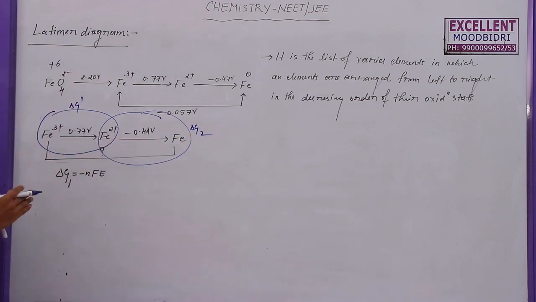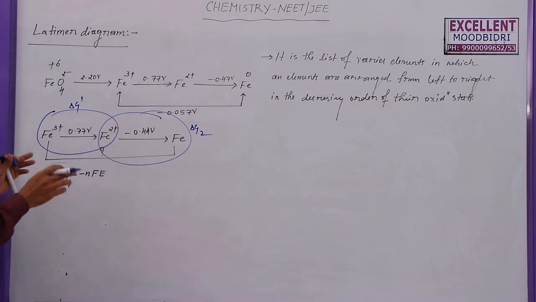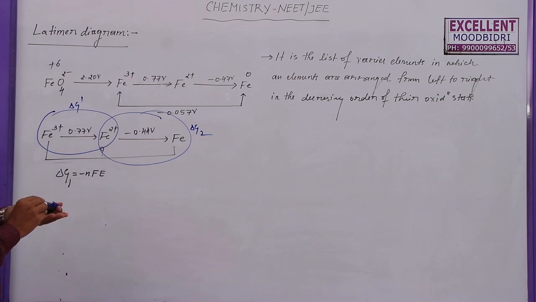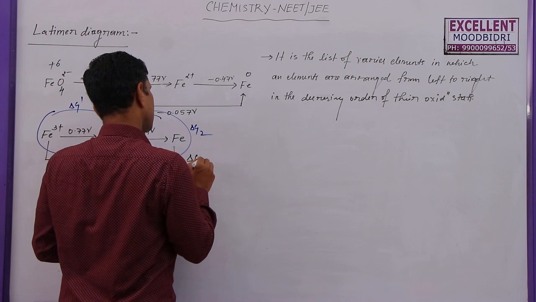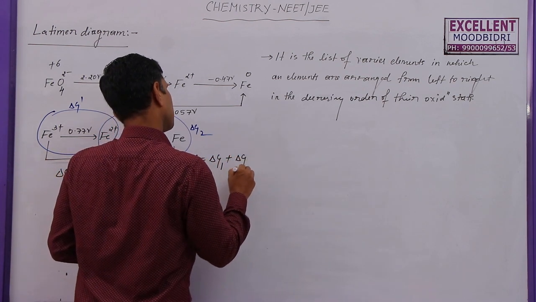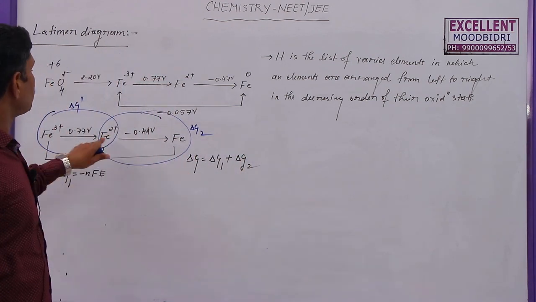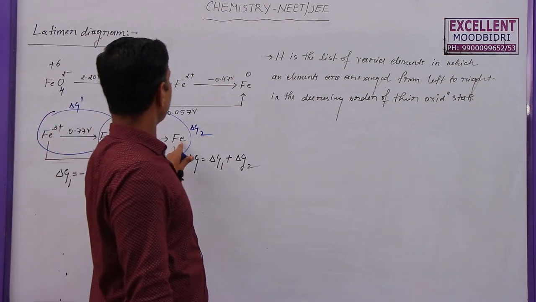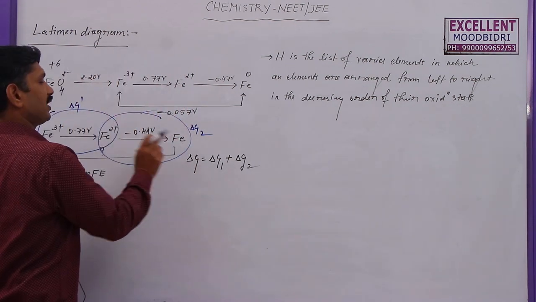Now the sum of these two, delta G1 plus delta G2, gives delta G. It is the conversion of Fe3+ to Fe. So in total you have to find out delta G3, or delta G. Delta G is equal to delta G1 plus delta G2, the sum of these two: delta G1 for Fe3+ to Fe2+, plus delta G2 for Fe2+ to Fe. But delta G is for Fe3+ to Fe.